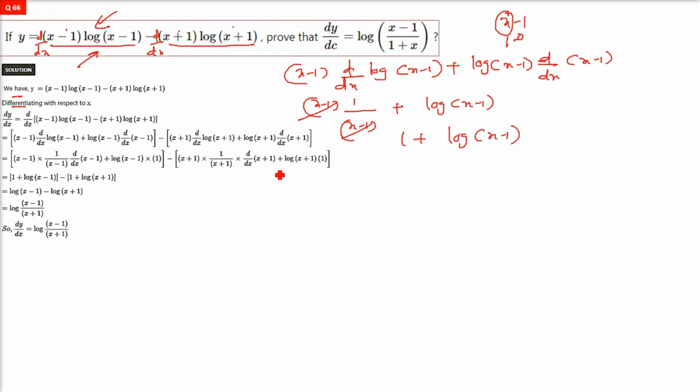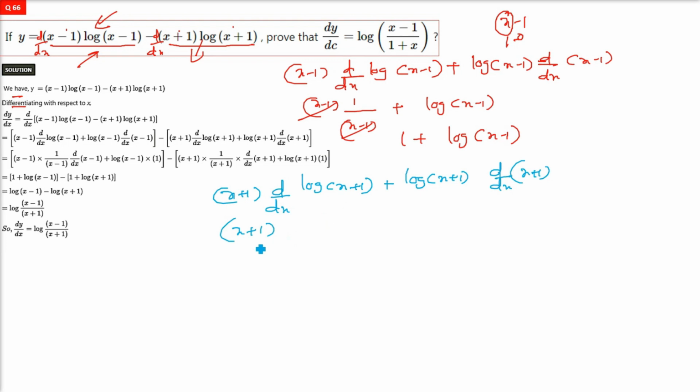Now I am doing the differentiation of the second part, the second term after the negative. Let us change the color so that you understand I am doing the second part. (x plus 1) and d by dx of log (x plus 1), I am applying the product rule, plus log (x plus 1) and d by dx of (x plus 1). The derivative of log (x plus 1) is 1 by (x plus 1). The derivative of x plus 1 is 1 only. So this gets cancelled, you have a 1 here only: 1 plus log (x plus 1).